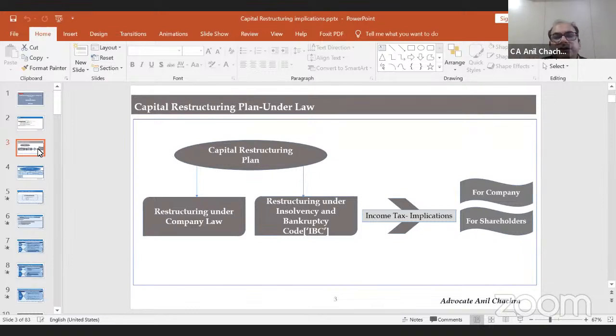Restructuring will impact both the company and the shareholders. Our discussion will be mainly on the income tax side. We will just touch upon the basic principles of the Companies Act, and the main focus will be on the Income Tax Act, how it is going to impact the company as well as the shareholders.